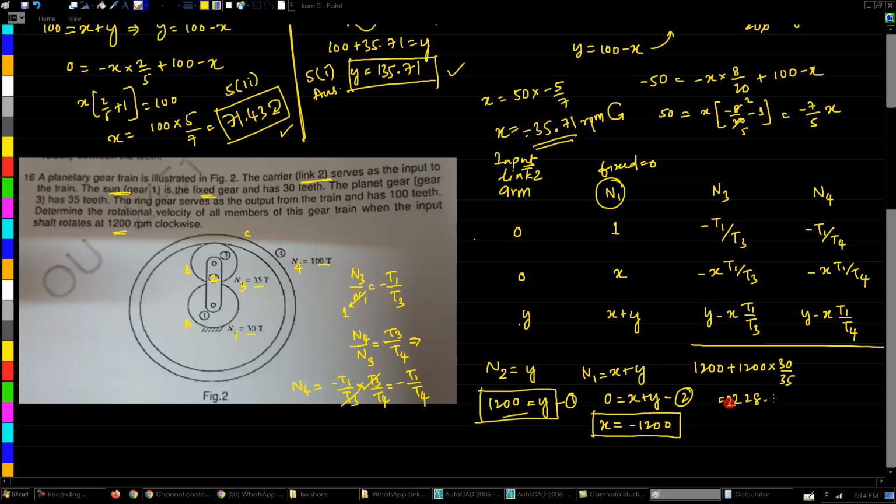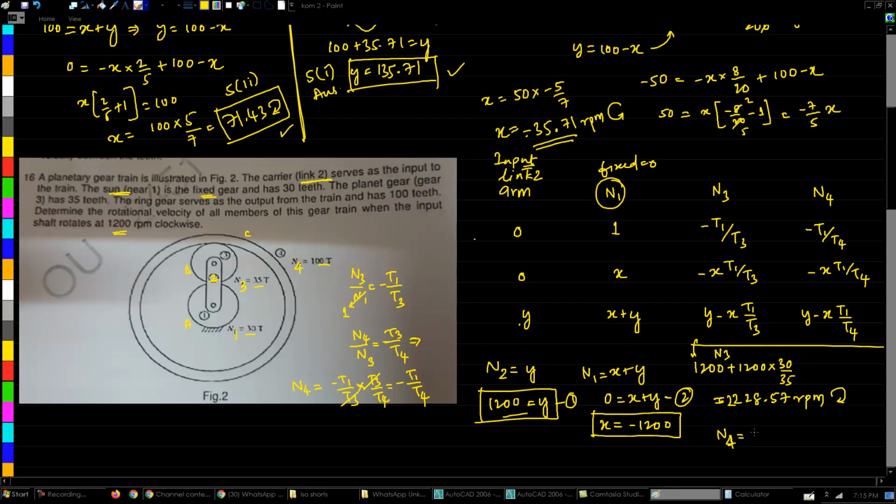228.57. So this is the RPM. Because we are getting positive, this means it is rotating clockwise. So that's the solution for N3. So the third gear is rotating like this. Coming to the fourth gear, the equation is like this.